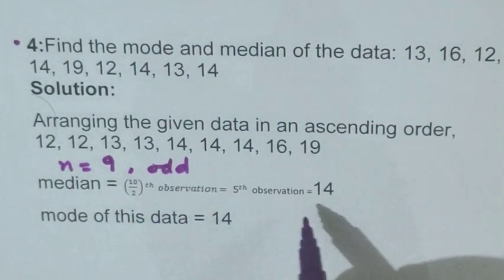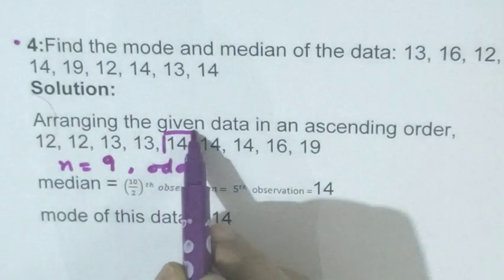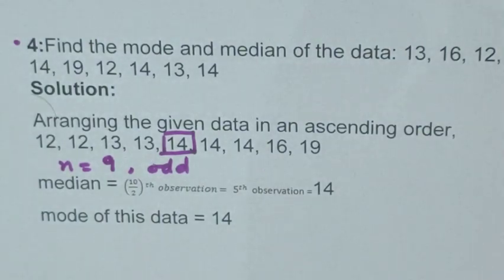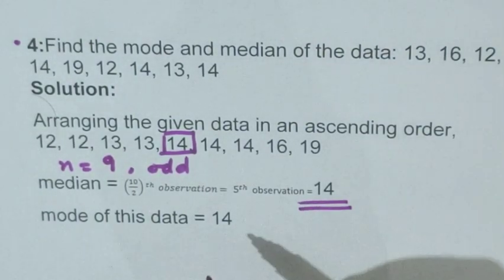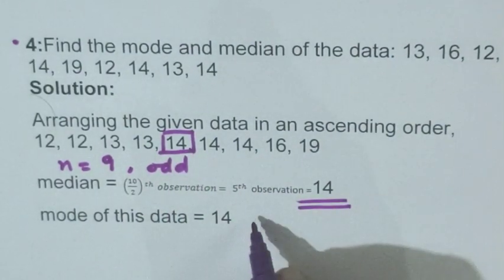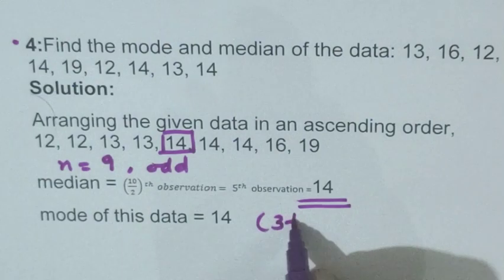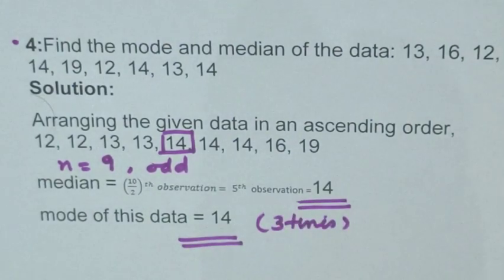The 5th observation: so 1, 2, 3, 4, 5. The 5th observation is 14. So the median of the data is 14. And mode means the repeated score. 14 is the repeated score, three times, right? So mode equals 14. So median and mode we have calculated.